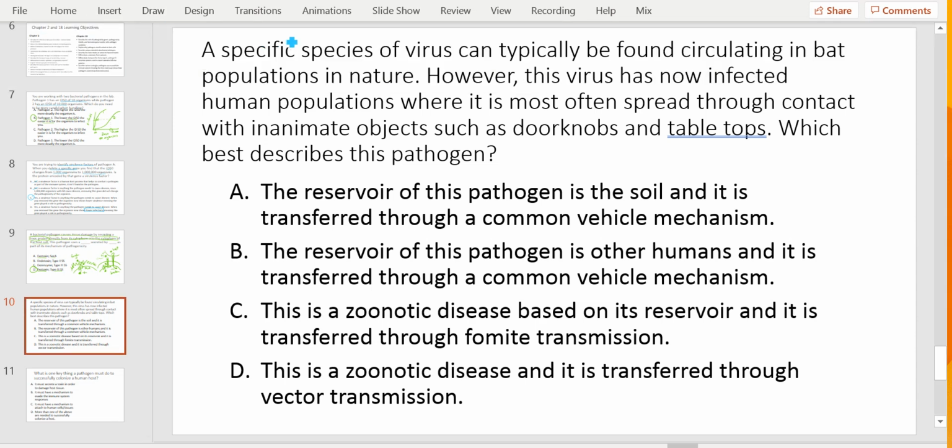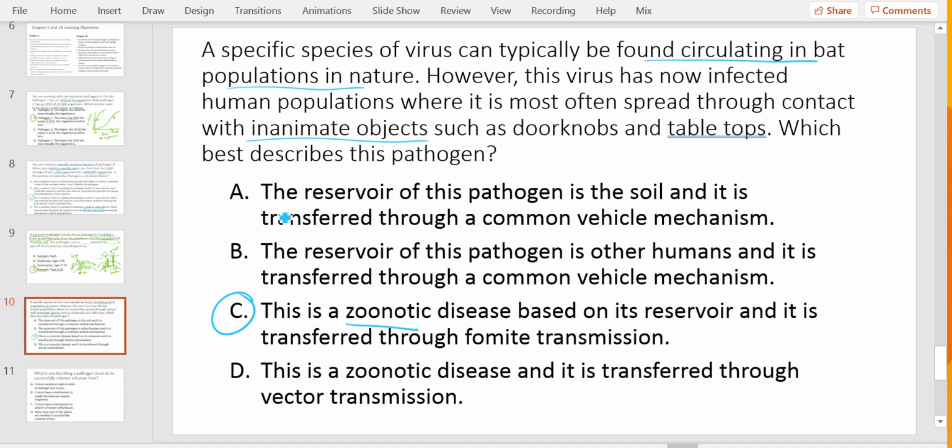Okay, so we've got a species of virus here that can be found circulating in bat populations in nature. However, this virus has now infected human populations, where it's most often spread through contact with inanimate objects like doorknobs and tabletops. So how are we going to describe this pathogen? A says the reservoir of the pathogen is the soil, and it's transferred through a common vehicle. B is the reservoir of this pathogen is other humans, and it's transferred through a common vehicle. C is this is a zoonotic disease based on its reservoir, and it's transferred through fomite transmission. And D is this is a zoonotic disease and it's transmitted through vector transmission. So the answer to this one is going to be C.